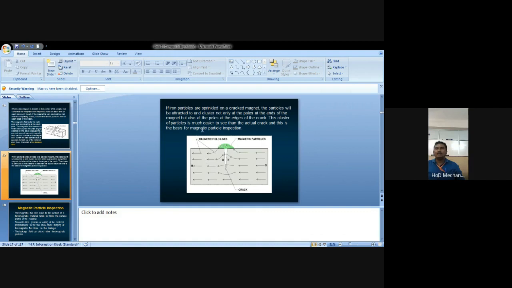If iron particles are sprinkled on the cracked magnet, the particles will be attracted to and cluster not only at the poles at the end of the magnet, but also at the poles at the edge of the crack. This cluster of particles is much easier to see than the actual crack, and this is the basis for magnetic particle inspection.